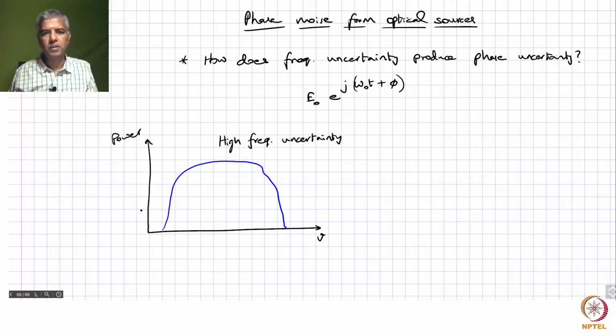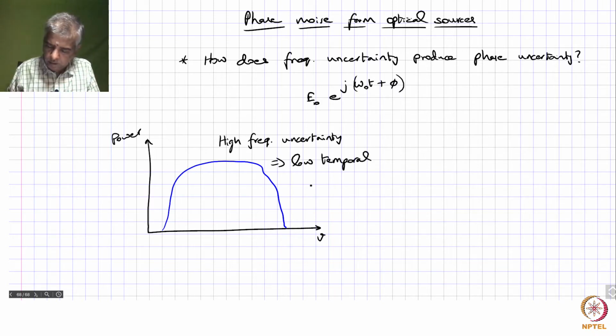right, because the frequency of the optical source at any particular instant can be any of these. If you take a photon, the photon can actually have any of these frequencies. So, it's a fairly high level of frequency uncertainty, and this is the characteristic of what we call a low temporal coherence, a source with very low temporal coherence, right.